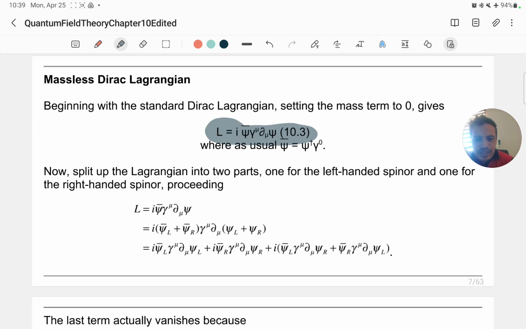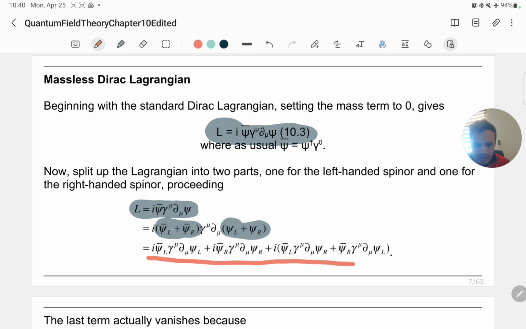And anyway, if you put in the left-handed and the right-handed parts of the spinor, then you would be able to expand the Lagrangian into, this is like three terms. So you start with that, and then you replace your psi bar with this one, and your psi with this one, and then you'll come up with a very long Lagrangian here. You have three terms.